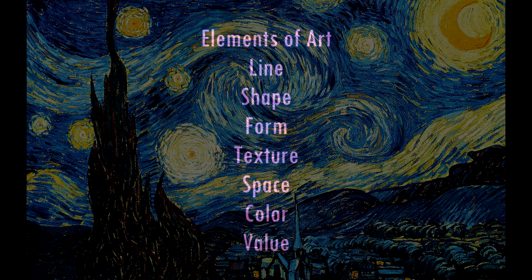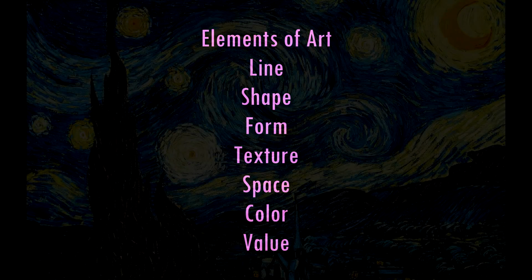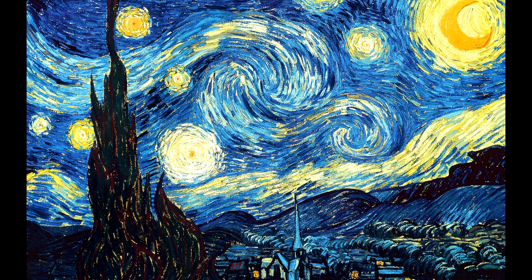So the elements of art are line, shape, form, texture, color, value, and space. Now we're going to be using Vincent van Gogh's Starry Night as an example. Now with line, there's no real harsh line in here. There's more implied lines, which means that your mind creates the line there even though the artist did not physically create the line. Your mind is doing it for you.